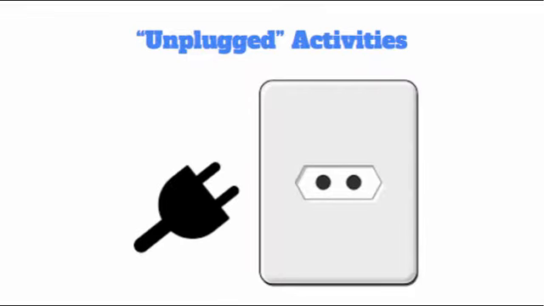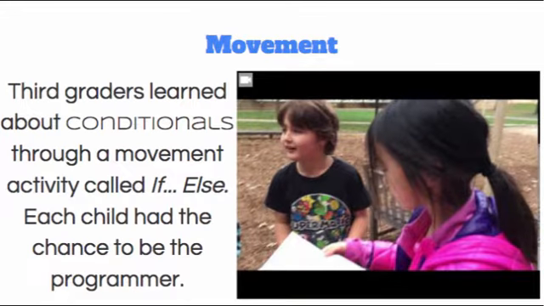Classes consist of a variety of unplugged and plugged-in activities. Unplugged activities are important because they teach my students that computer science is a way of thinking, not just about using a computer. One example of an unplugged activity is this movement game that I named If Else.